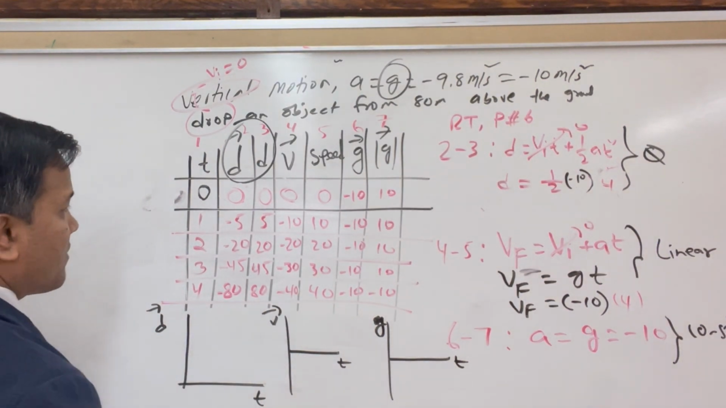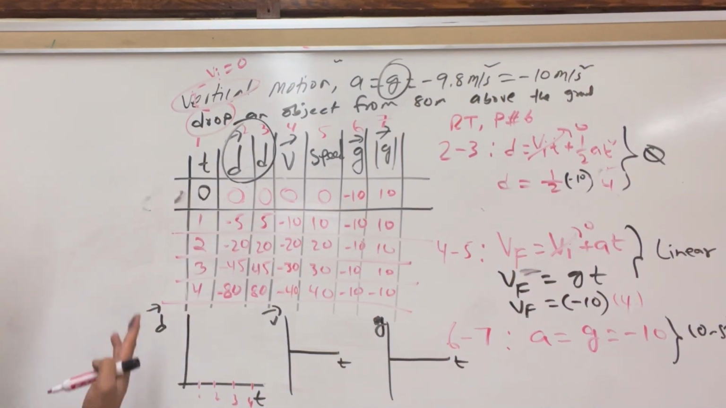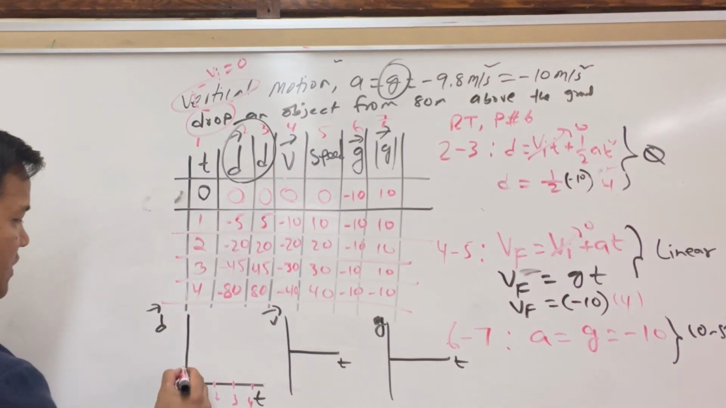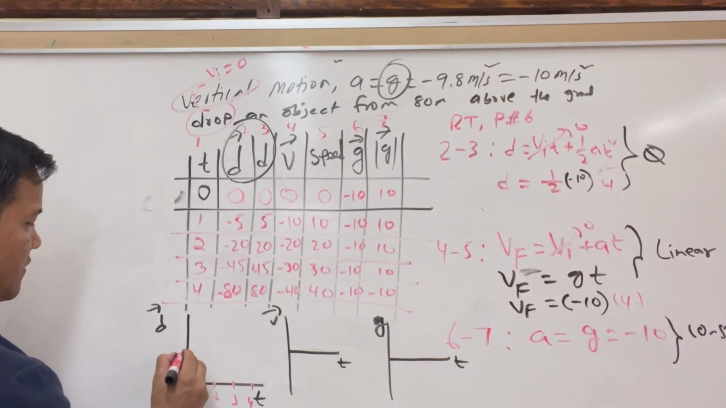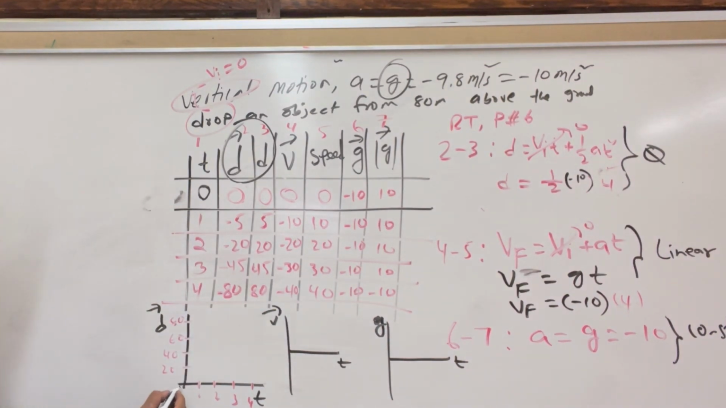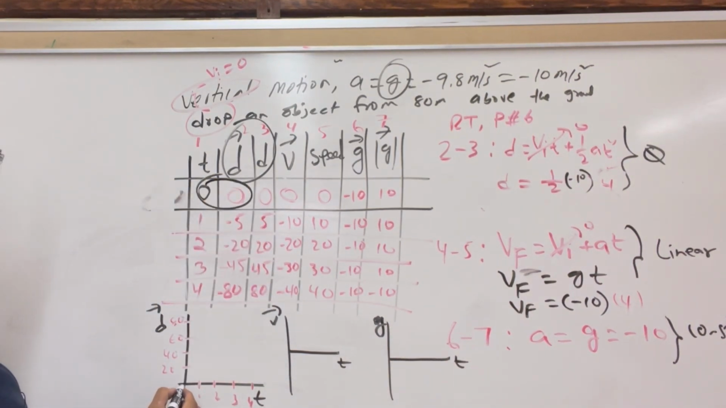So how many seconds? 4 seconds: 0, 1, 2, 3, and 4. And let's go by 20. So 20, 40, 60, and 80. All right. So at 0 seconds, of course, this is 0, 0. So the object is right there.